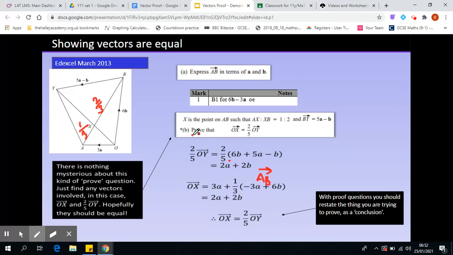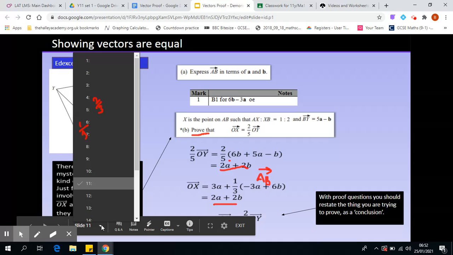Remember, for questions involving proving, identify the value of the left-hand side as well as the right-hand side, and they should both be equal to each other. Using this as an example, please attempt the questions in slide 12 onwards.